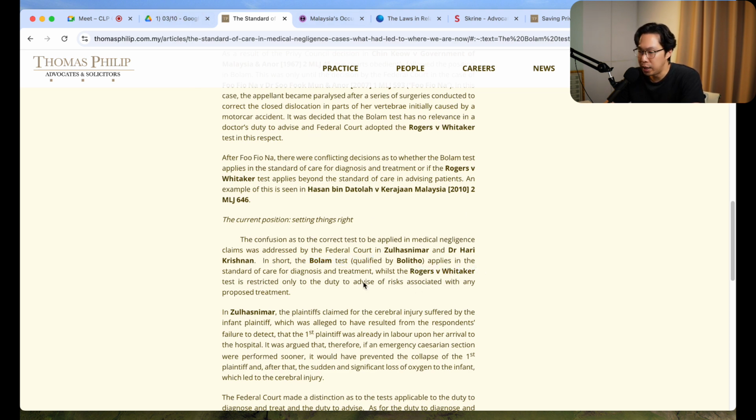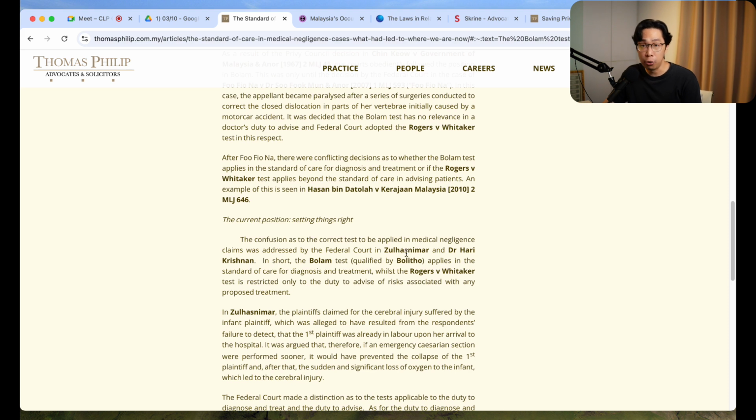Rogers and Whitaker say the standard of breach of duty, with regard to the standard of care in the duty to advise, is to be decided by the court. So, let's say the plaintiff sues the doctor, saying, you didn't advise me before this surgery that there's a risk I will go blind. Why didn't you say? Now he's suing the doctor in court. So what is the standard that the court will look at?